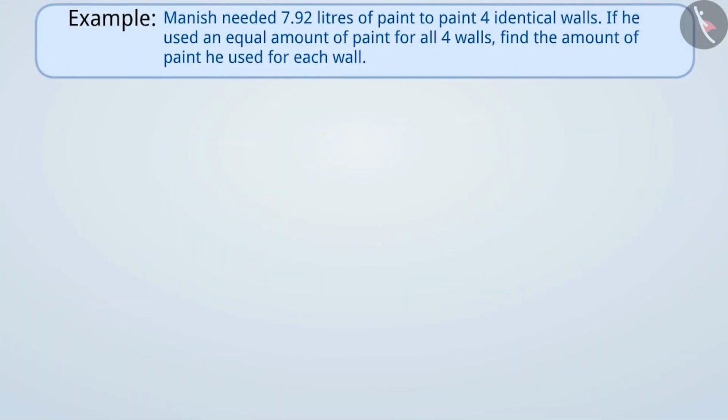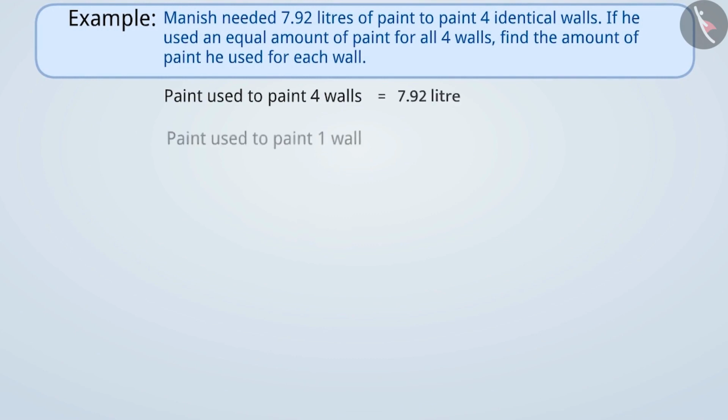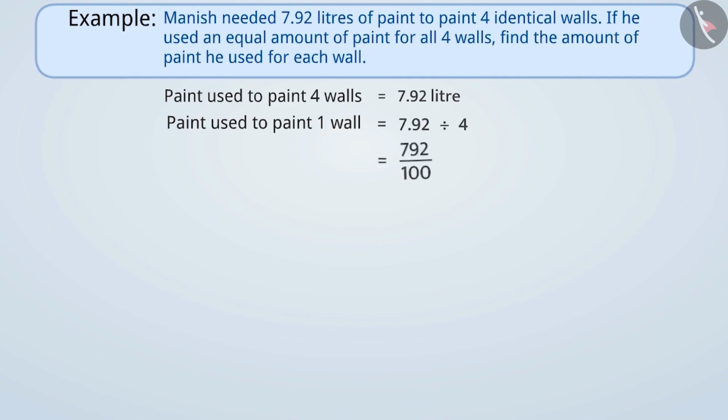The example shows that Manish painted 4 walls, for which he required a total of 7.92 liters of paint. To find out how much paint was used to paint one wall, we have to divide 7.92 by 4. We can write 7.92 in the form 792 by 100. So the division will become 792 upon 100 divided by 4.